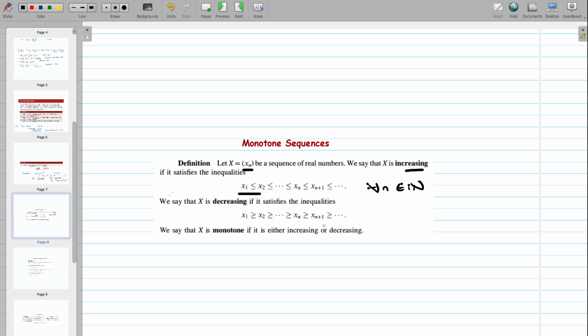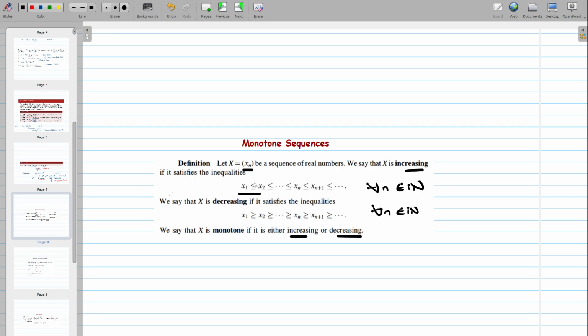So if you look at all the terms of our sequence, we see that the previous term is always going to be bigger than the next term. Now, if this is true for all values of n in the set of natural numbers, then our sequence is going to be decreasing. Now, a sequence is going to be monotone if it is either increasing or decreasing.